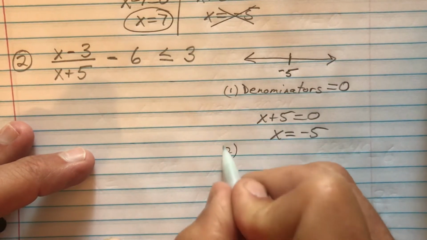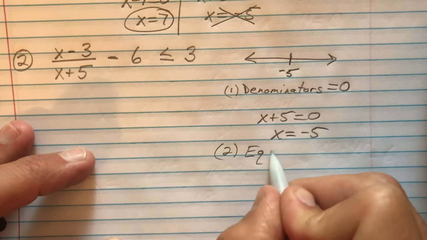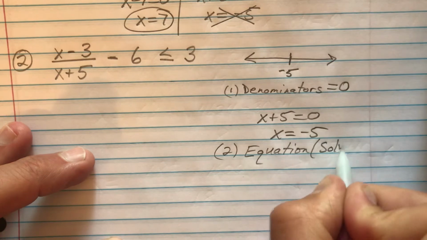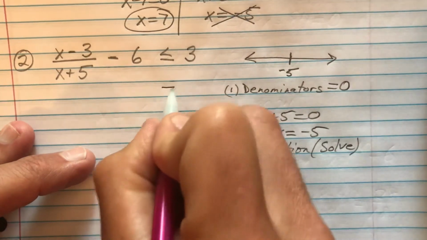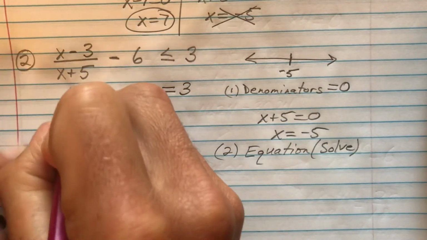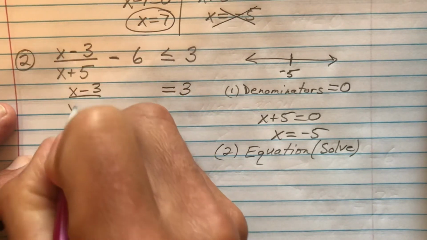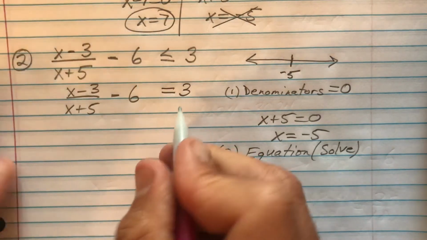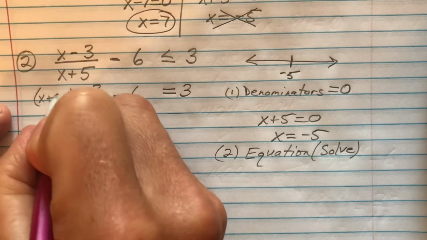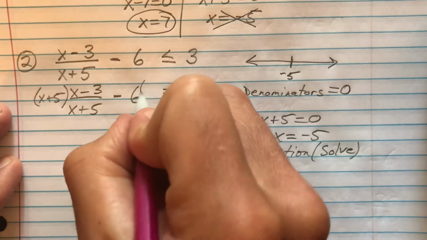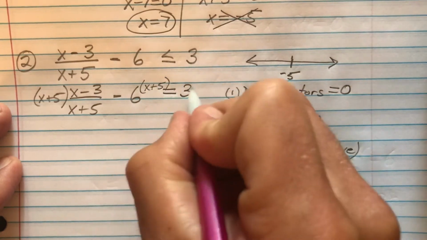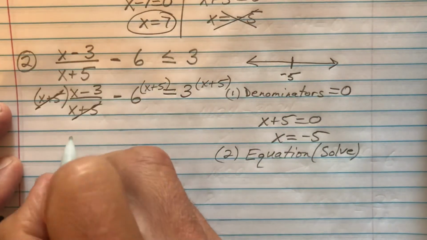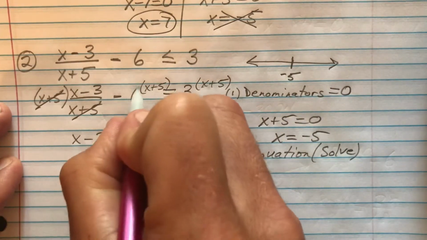Also, you should make an equation and solve normally. So what I mean by that is we're going to change this to an equal sign and solve it just like we did the last question. Remember, we find the common denominator, which is x plus 5. We want the denominators to cancel, so we multiply everything by x plus 5. The x plus 5's cancel, leaving me with x minus 3.